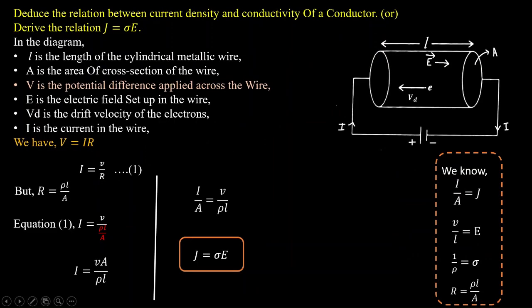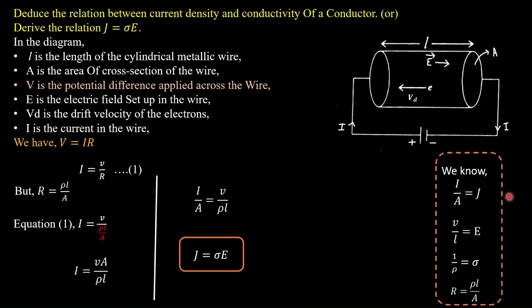Okay, let us derive an important relation from the chapter current electricity. We have two very important terms, current density and conductivity. Current density is denoted by the letter J, conductivity is denoted by sigma, and E is the electric field intensity. So let us derive this relation in a very simple way.